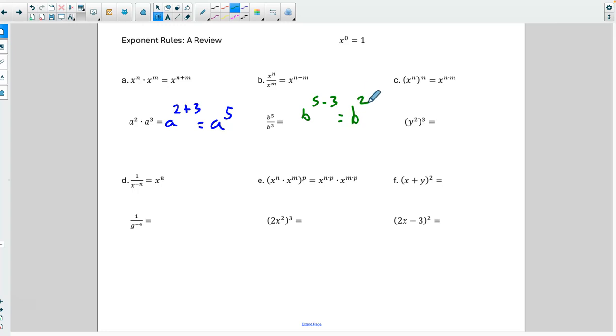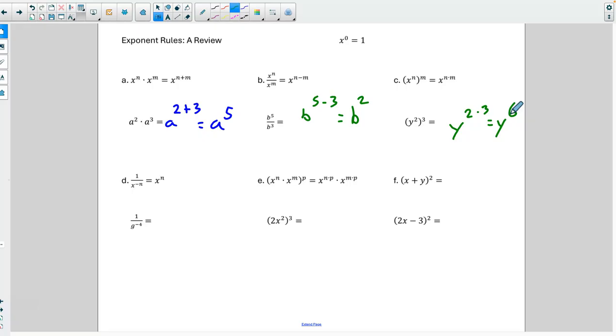Letter C is power to a power. So now we get y to the 6. Yeah, thank you. Any questions so far?